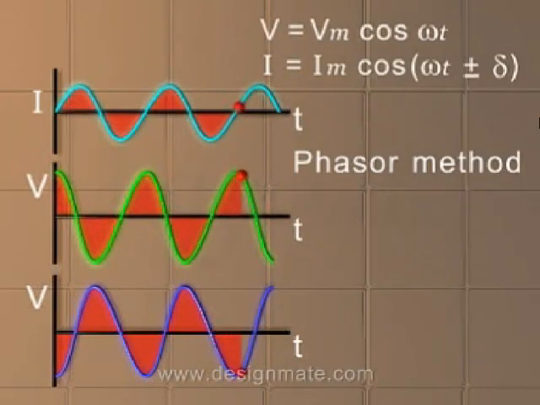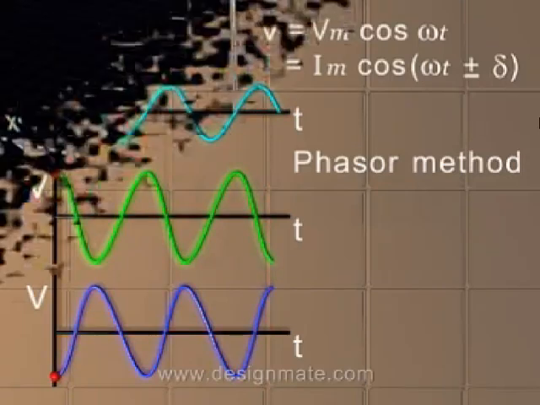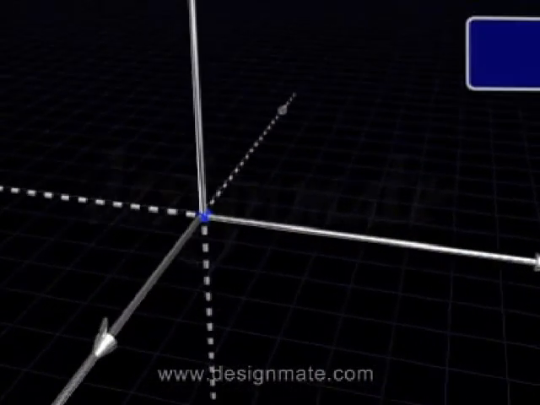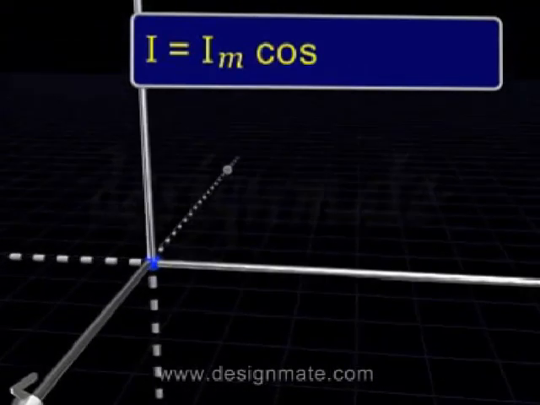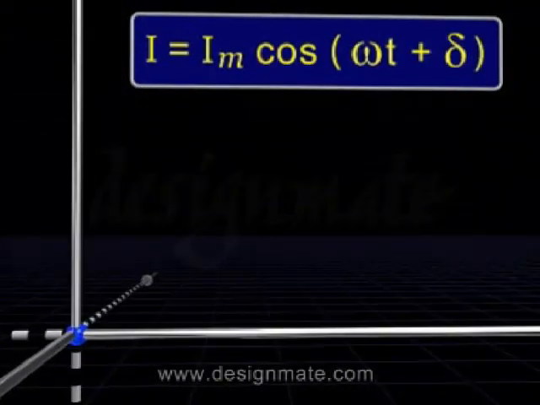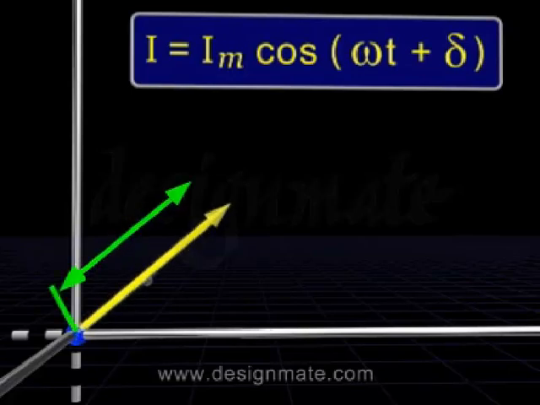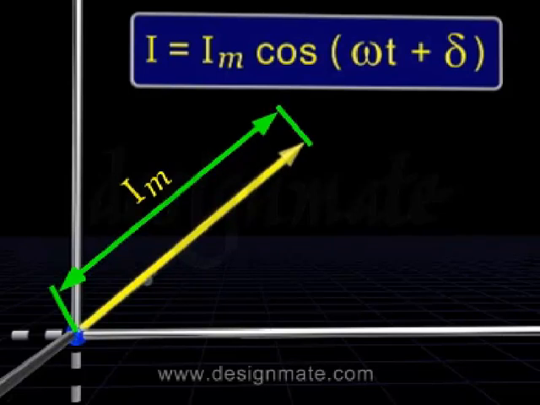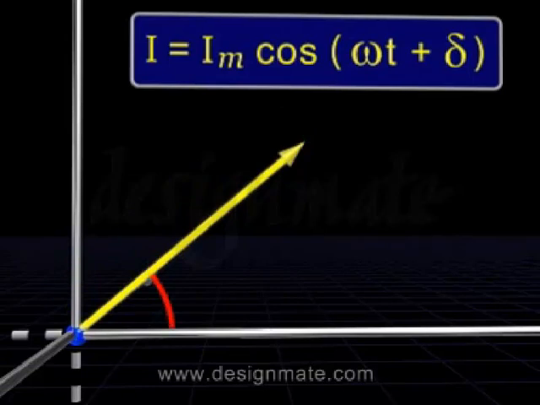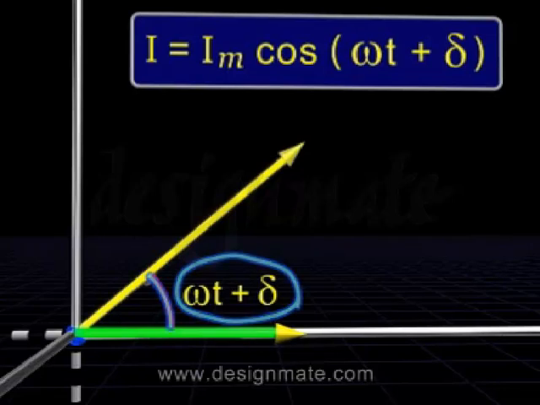This method is called the Phasor method. Let us consider a harmonic function I is equal to Im cos(omega t plus delta). In order to understand the Phasor method, a vector whose magnitude is equal to Im is drawn from the origin of a coordinate system. In our case, the phase of the cosine function at any instant t is given by omega t plus delta. So the given vector should be drawn in such a way that it makes an angle omega t plus delta with the x-axis.